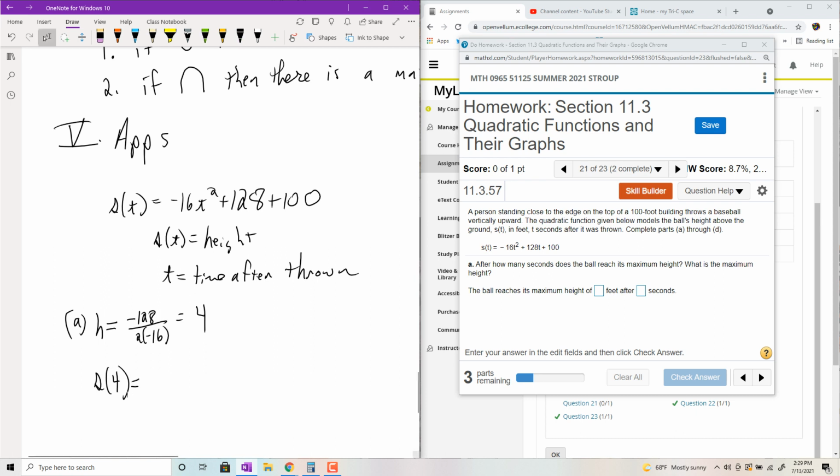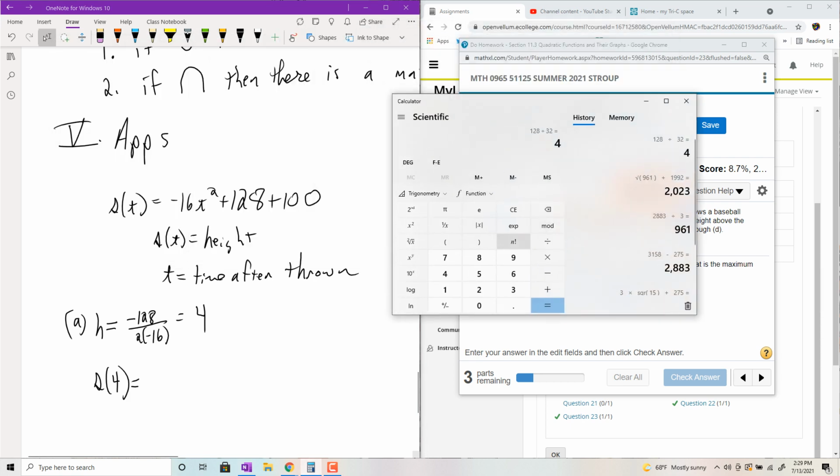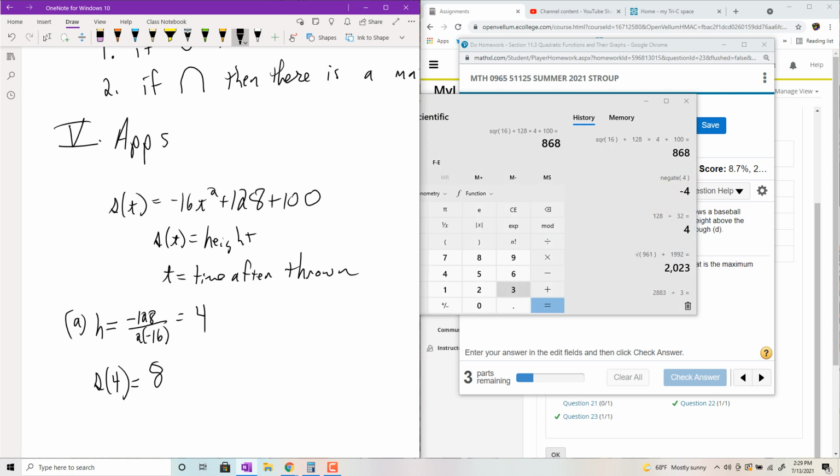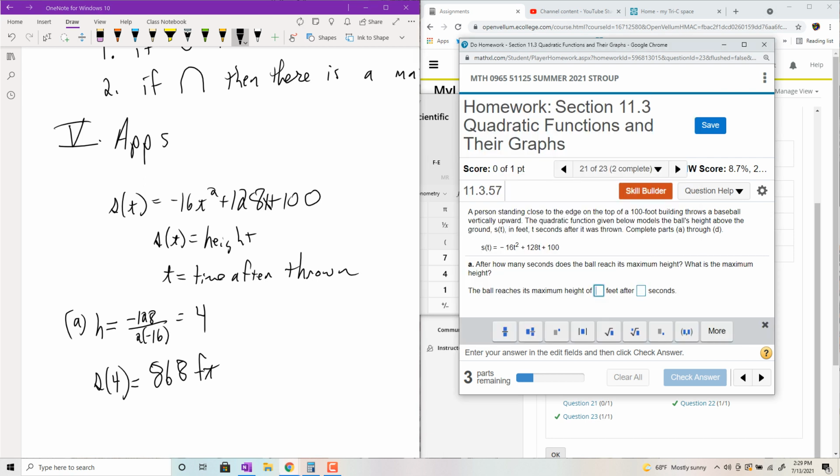So I'll have, let's see, negative 16 squared plus 128 times 4 plus 100. Okay, so its height will be 168 feet. And I know I lost my x back here. Okay, so the maximum height will be 868 feet, and that happens after 4 seconds.